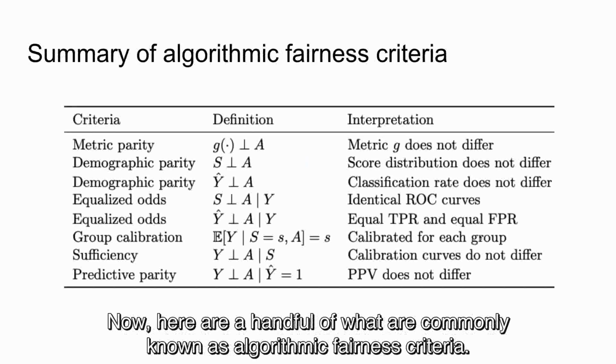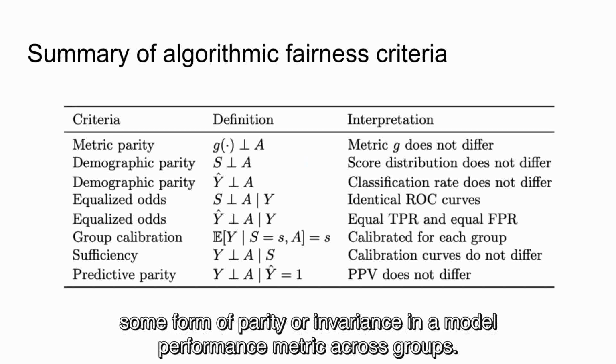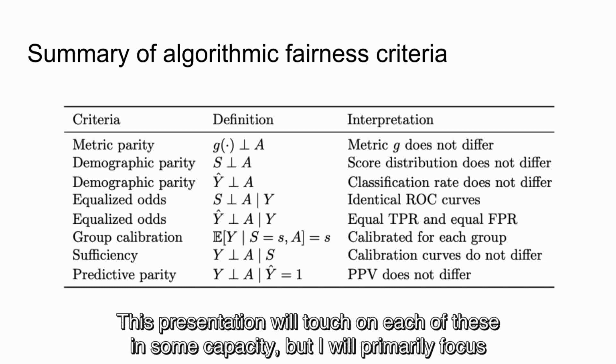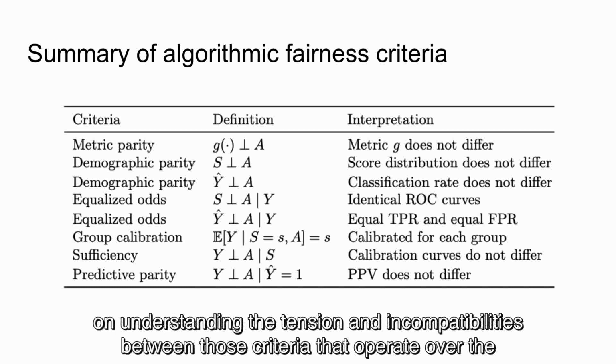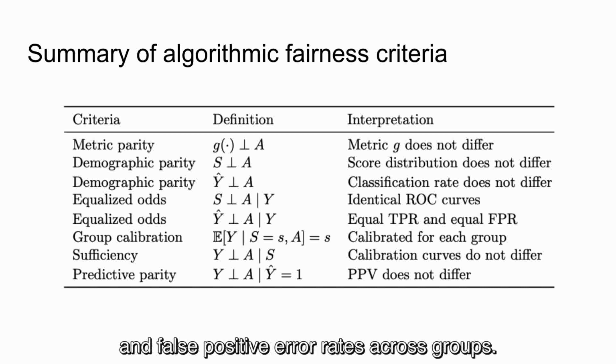Now, here are a handful of what are commonly known as algorithmic fairness criteria. Each of them represents some notion of an ideal statistical property of a model, typically some form of parity or invariance in a model performance metric across groups. This presentation will touch on each of these in some capacity, but I'll primarily focus on understanding the tension and incompatibilities between those criteria that operate over the calibration properties of the model and those that assess differences in the true positive and false positive error rates across groups.